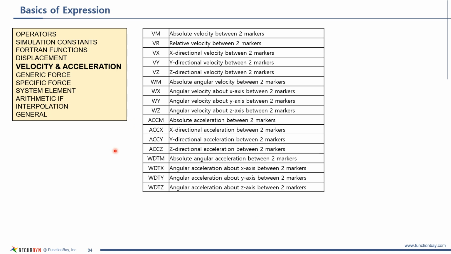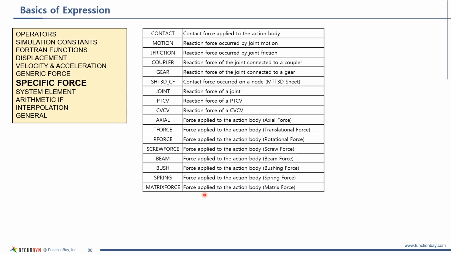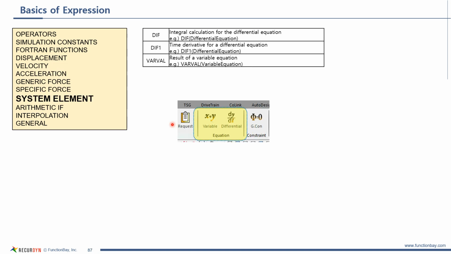These are the functions to calculate the velocity and acceleration between two markers. These are the functions to calculate the force or torque using the base and action markers of joints or forces. These are the special functions to obtain the reaction force or force applied to action body. These are the functions to calculate the differential and integral.